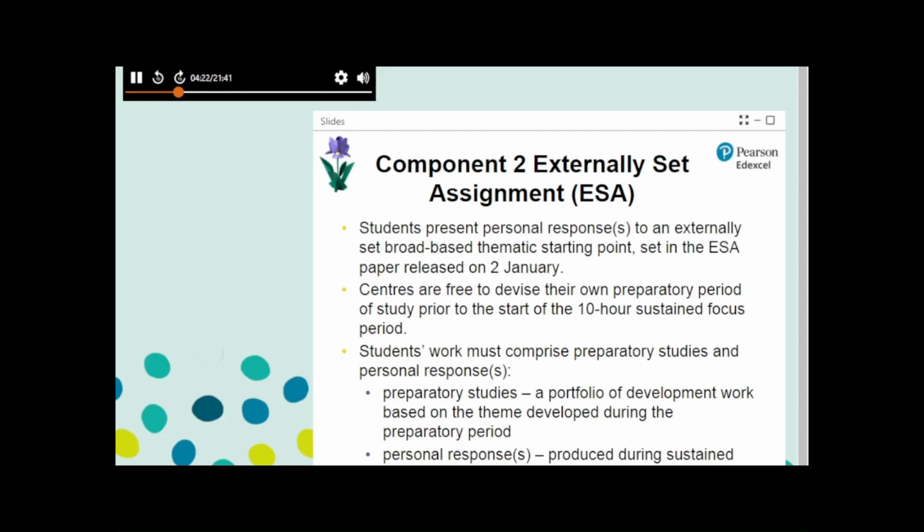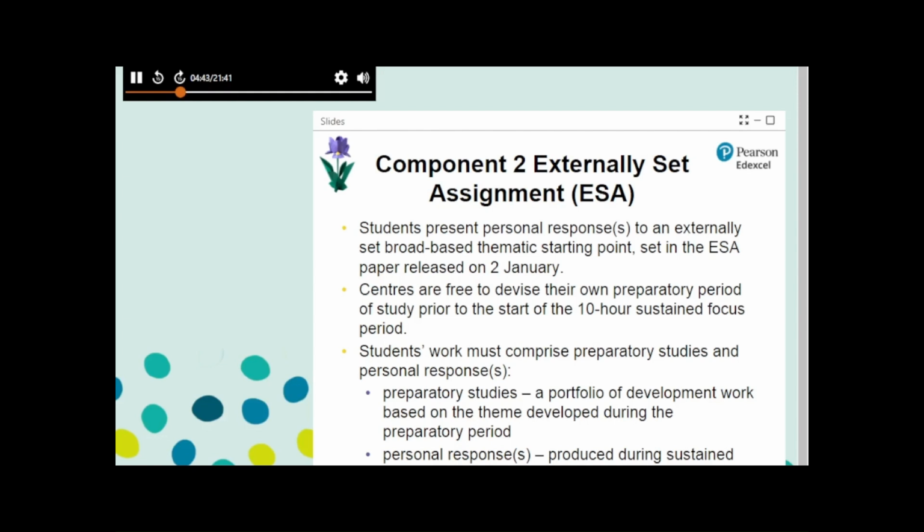Please note, once the sustained focus period begins, the preparatory study period has concluded and all work on preparatory studies should stop, and students should not have access to them, except in the timed sessions. Although they may refer to them only, they should not add to or alter them.